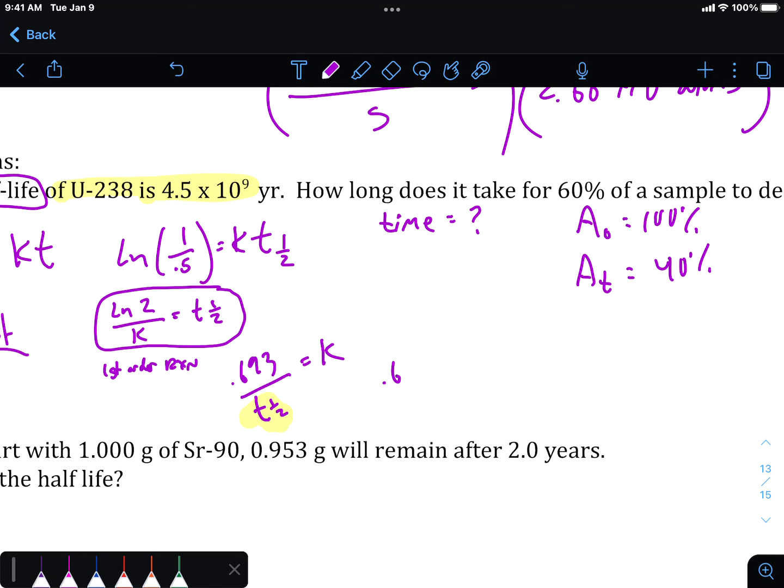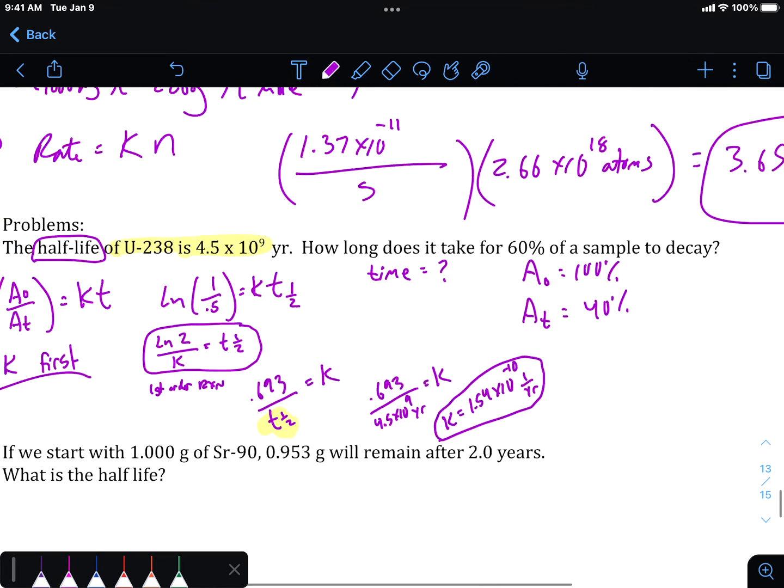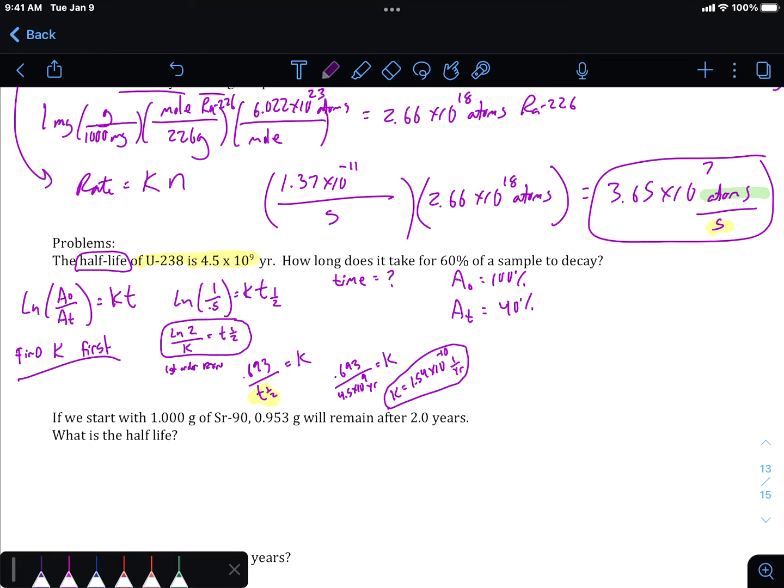So 0.693 over 4.5 times 10 to the 9th years is equal to the rate constant. Which means k is equal to 1.54 times 10 to the minus 10th, 1 over years. And now I can actually solve the problem, because now I have what is needed, and what was needed was the k. So now we do the problem again, but this time we use k and we solve for time.